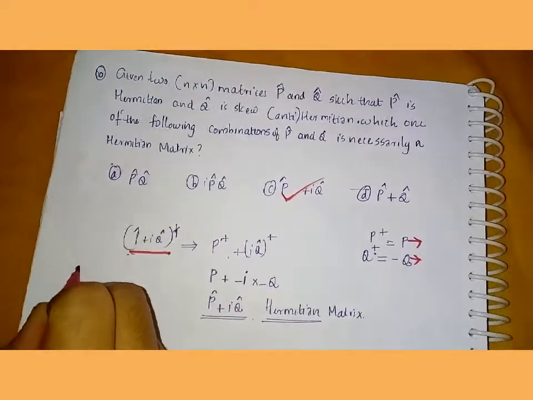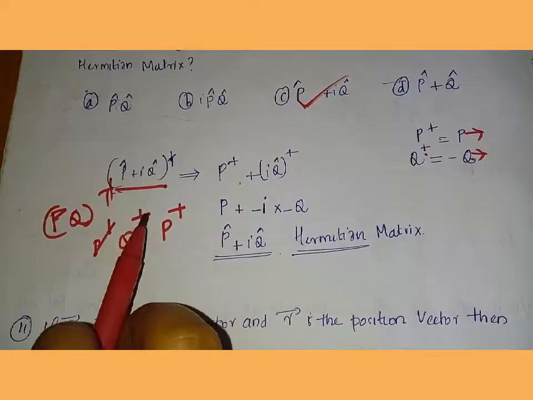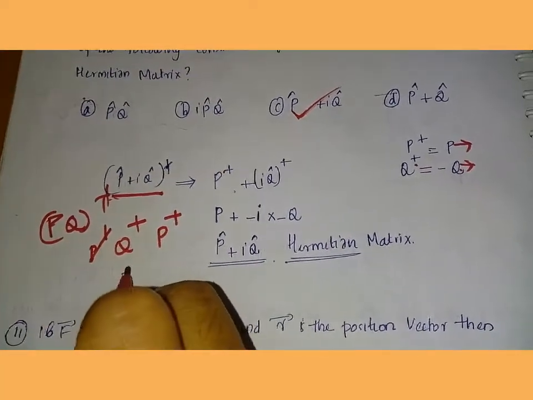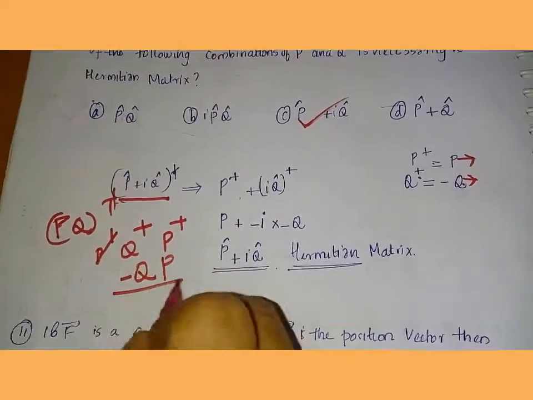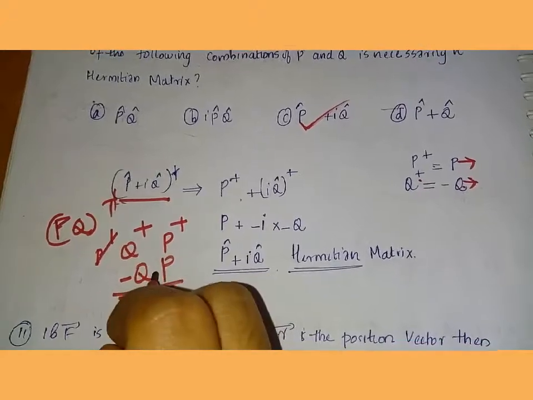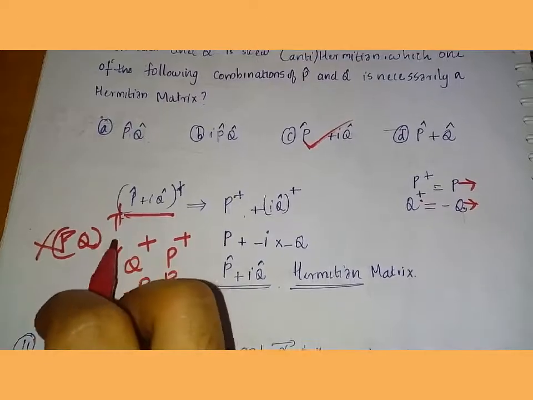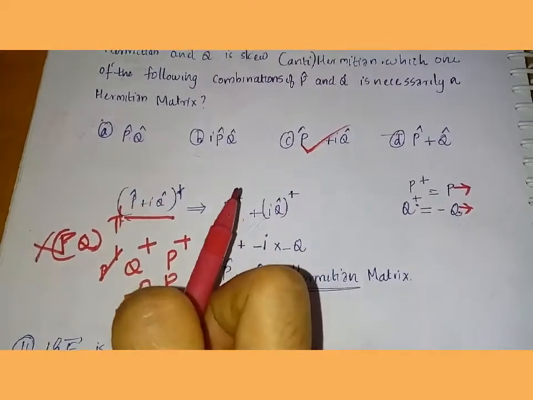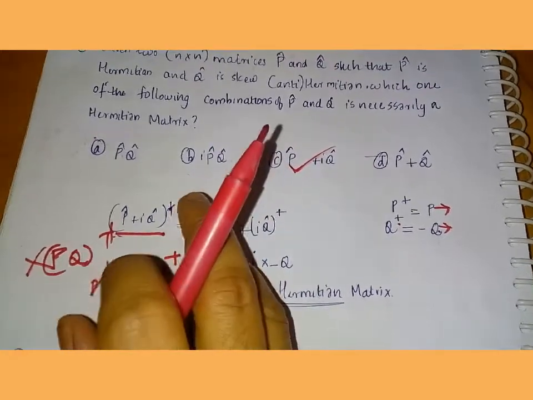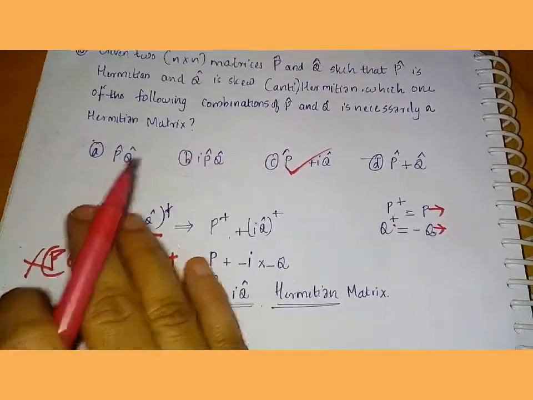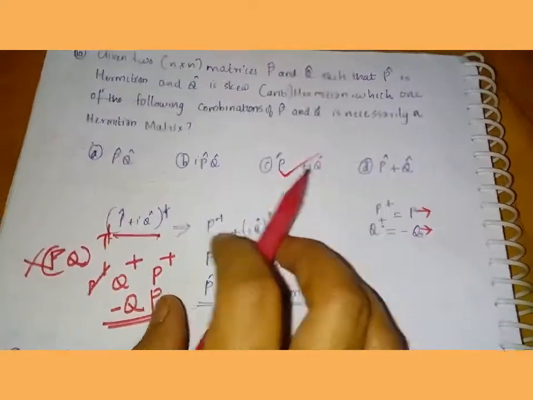Here we can check one more, that is (PQ) dagger, which is Q dagger P dagger. Here Q dagger is −Q, P dagger is P, so PQ cannot equal −QP. So this combination is not Hermitian. So we can check all the options. In this question we can save time, since only one is the possibility, so we should maintain speed when checking Hermitian matrices. Okay.